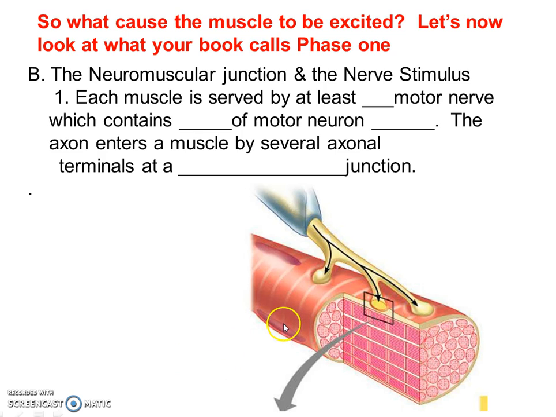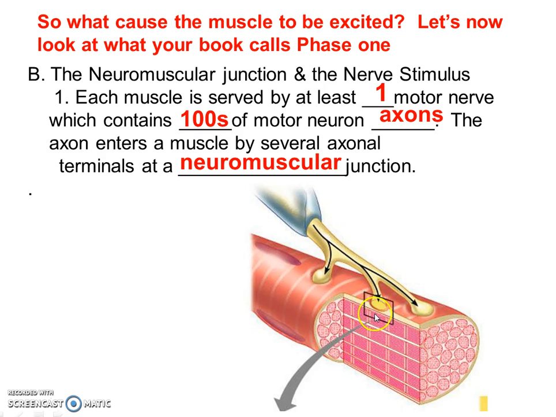So what caused this muscle to be excited? Let's look at what your book calls phase 1 at the neuromuscular junction. This is showing a muscle fiber or cell, and you can see that this nerve is innervating it. It's going to innervate it at the belly, and it's going to actually branch into axon terminals. So each muscle is served by one motor nerve, which contains hundreds of motor neuron axons. The axon enters the muscle at several axonal terminals at a neuromuscular junction.